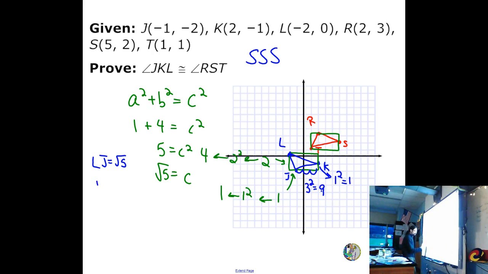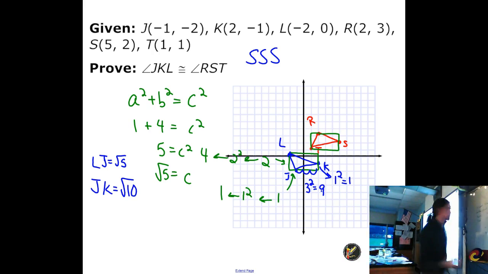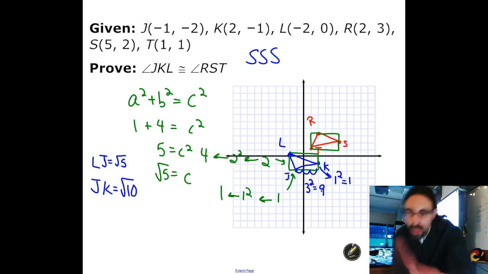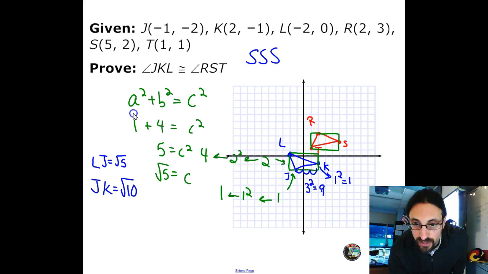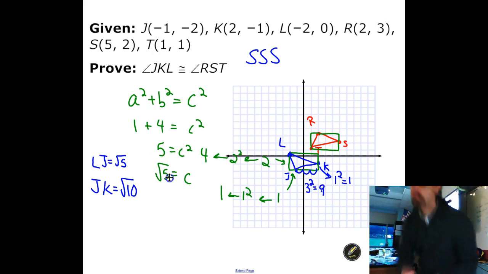So from J to K, this is the square root of 10. And again, I'm doing the same problem, Pythagorean theorem. I square a, I'm pointing at the screen like you can see it. Square a, add it to b squared, add those together, and then take the square root of both sides in order to solve for c, the hypotenuse.